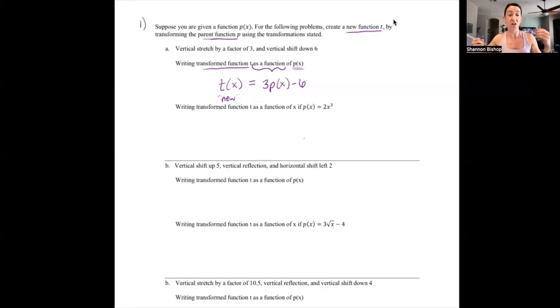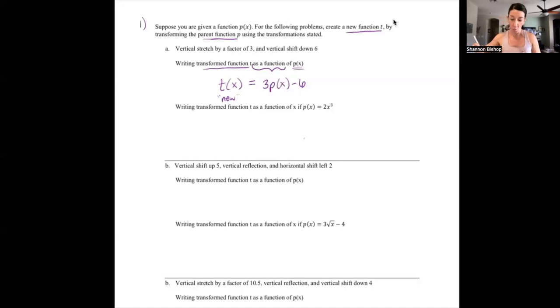t of x is a function of p of x. It has the letter p in it. So if a stranger were to walk into this space right now and look at my screen, all they would know is, oh, cool, you've got some transformed function. His name is t, and he is 3 times as much and also 6 units less than the other guy. His name was p. They have no idea what kind of function this is. They don't know if I'm transforming a line. They don't know any of that. All they know is I've transformed some creature whose name is p.